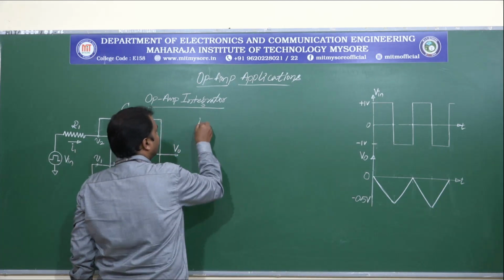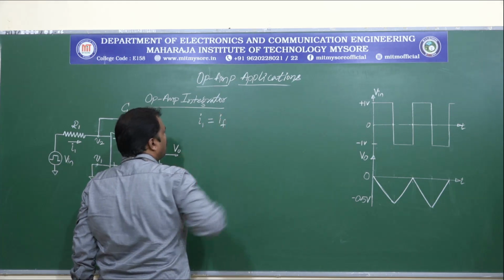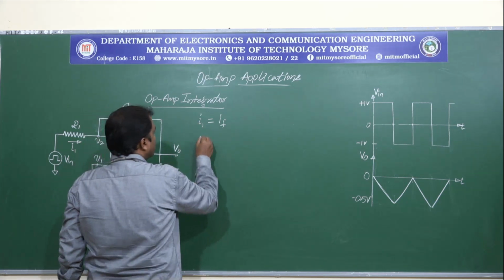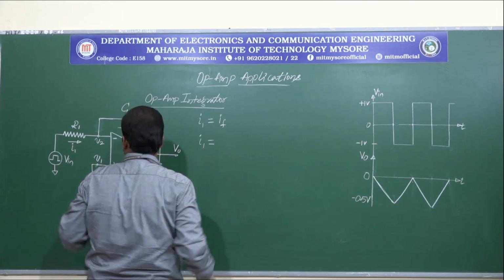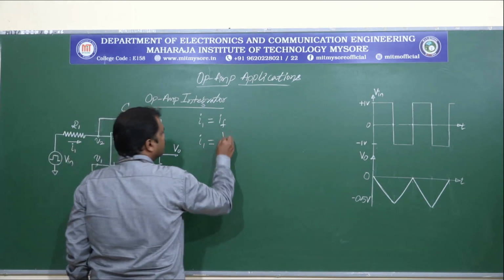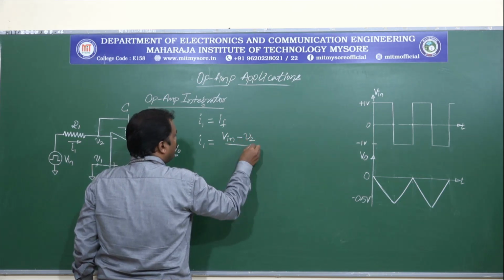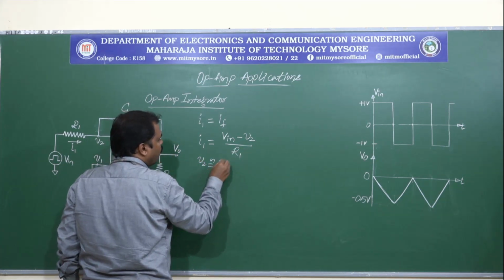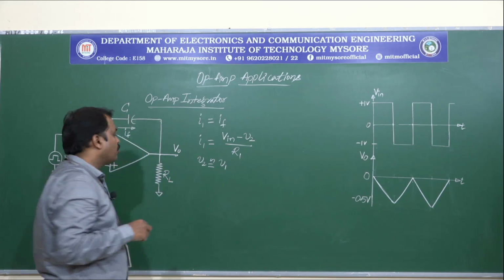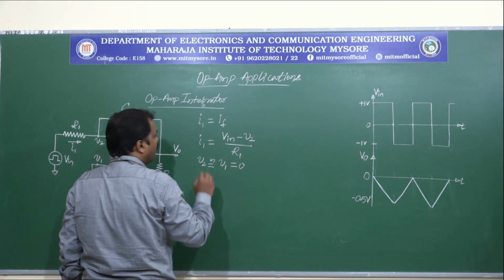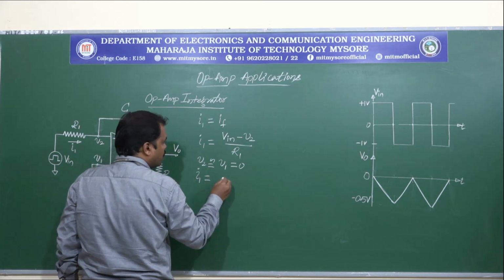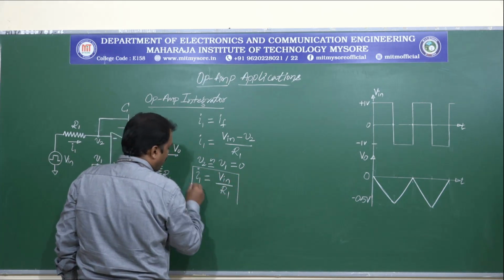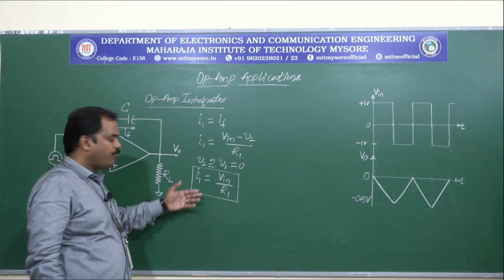Let us equate these two. I1 equals IF, and let us put up the equations for I1 and IF. By using Ohm's law, I1 can be written as Vin minus V2 divided by R1, and V2 is approximately equal to V1 because of the virtual short concept, and V1 is equal to 0, so V2 will also be equal to 0. So I1 is equal to Vin by R1. So this is the expression we have for I1.